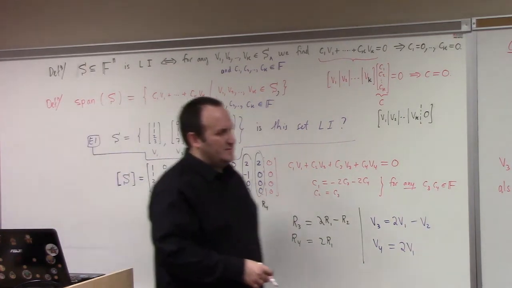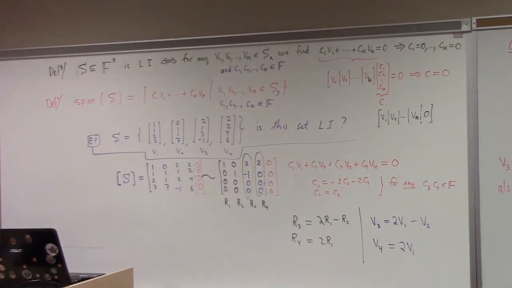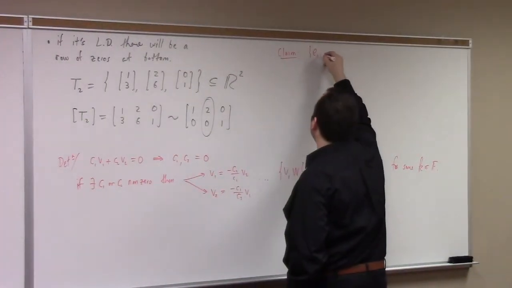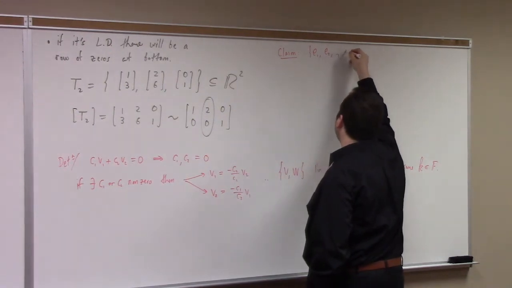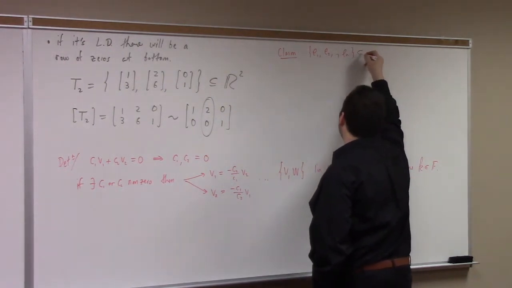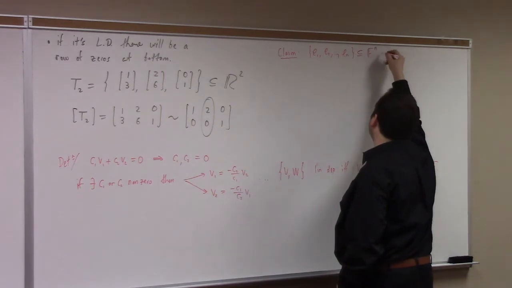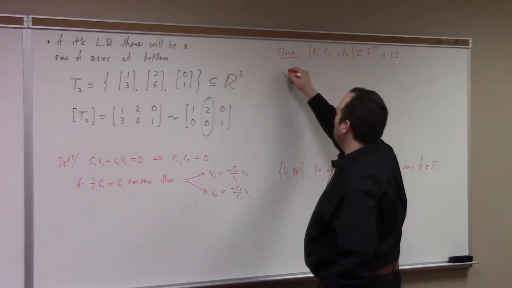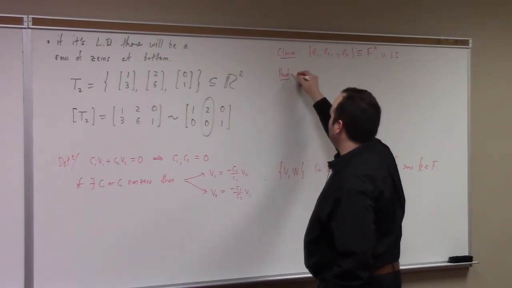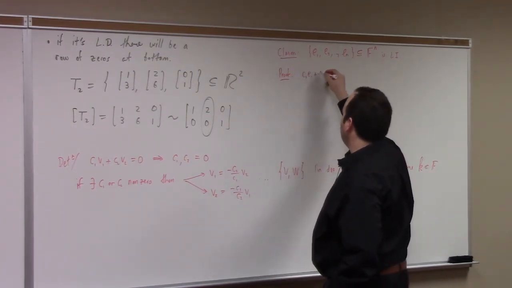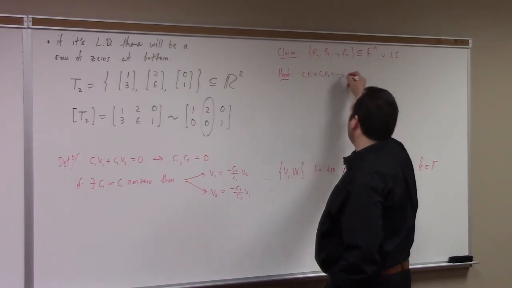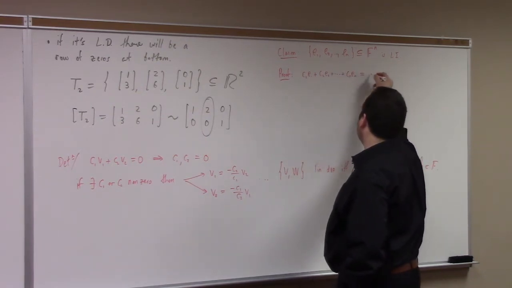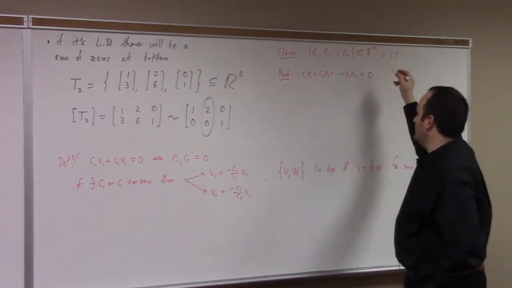Let's prove that E1 through En is linearly independent. I'm not sure this one's almost too simple to be helpful, but I'll try it. E1, E2, ..., En, a subset of Fn, is linearly independent. So check this out. Proof. It's really simple. Suppose C1E1 plus C2E2 plus ... plus CnEn equals 0, right?